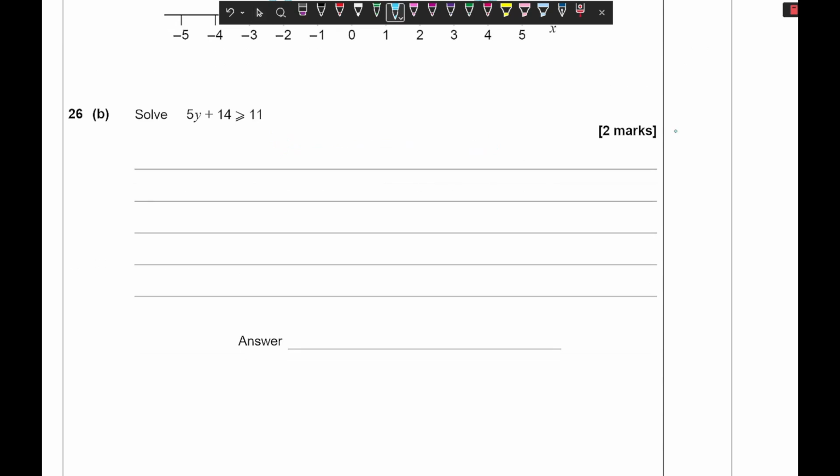Then for B, all we then need to do is get y the subject. So first things first, what we need to do is take away the 14. So I get 5y is greater or equal to -3, and then get rid of the 5 by dividing by 5. So y is greater or equal to -3/5.